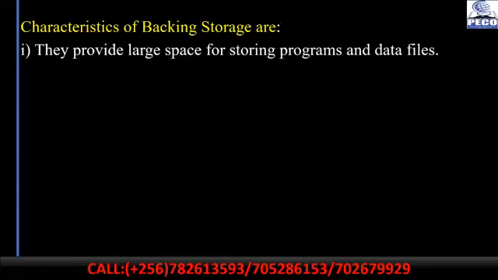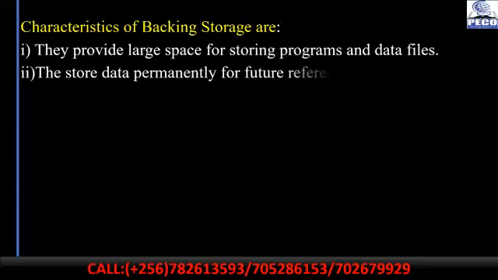Now, what are the characteristics of backing storages? One, they provide large space for storing programs and data files. They are usually able to store a lot of information. They store data permanently for future reference. You can keep data there for years, but anytime you can come and get your information back.